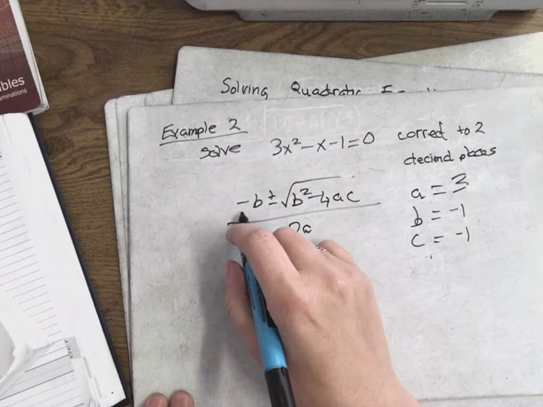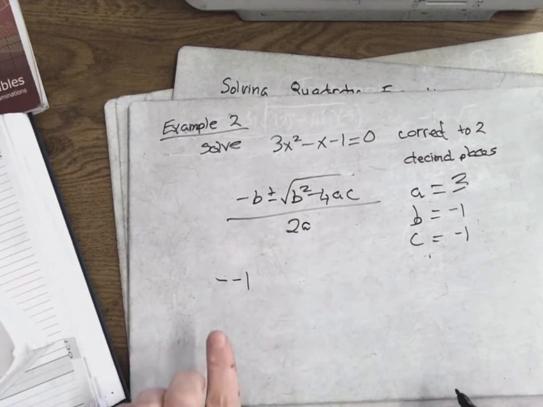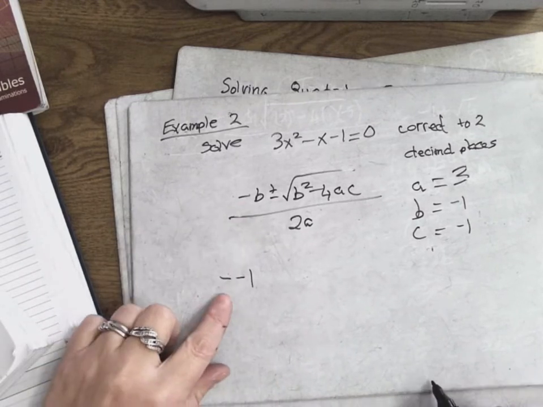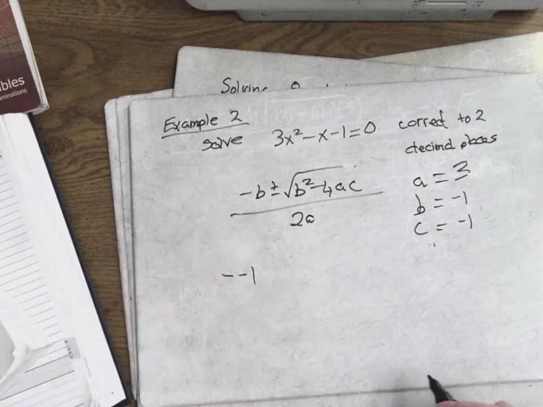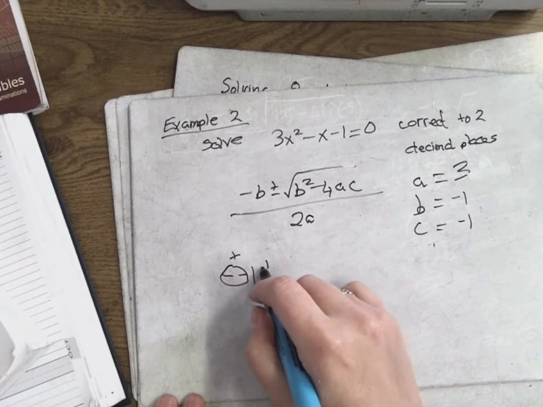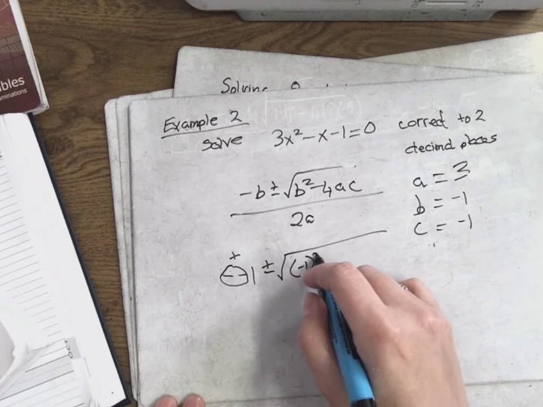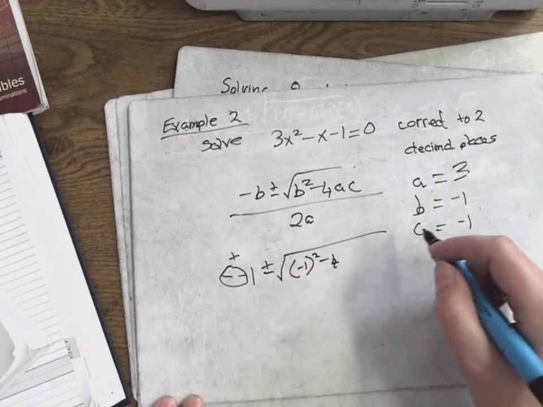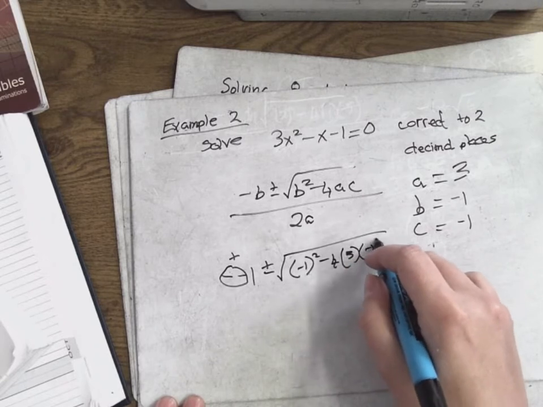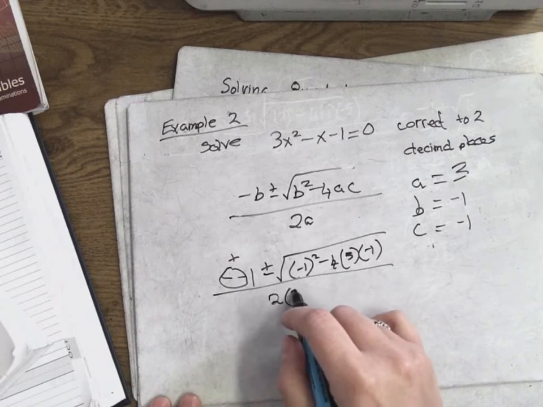So then you go a minus sign. Then you write b. What's b? Minus 1. I've ended up with 2 minuses in a row there. Does everyone see how? The first minus is part of the formula. The second minus is part of b. But 2 minuses will give me a what? A plus. Okay, so it's plus or minus the square root of b squared, which is minus 1 squared, minus 4 times a, which is 3, and c is minus 1. Right? All over 2 times a, which is 2 times 3.